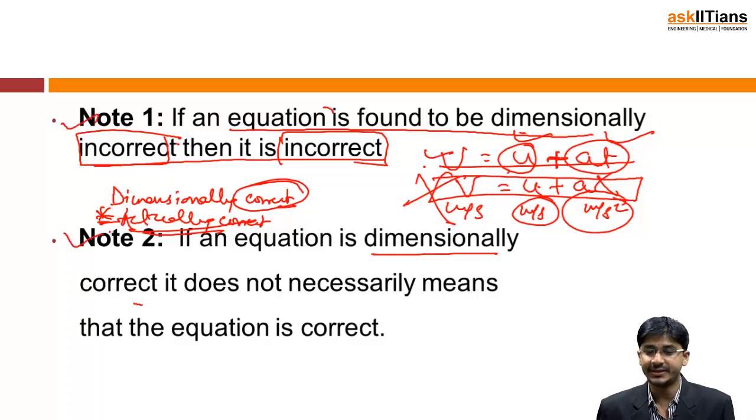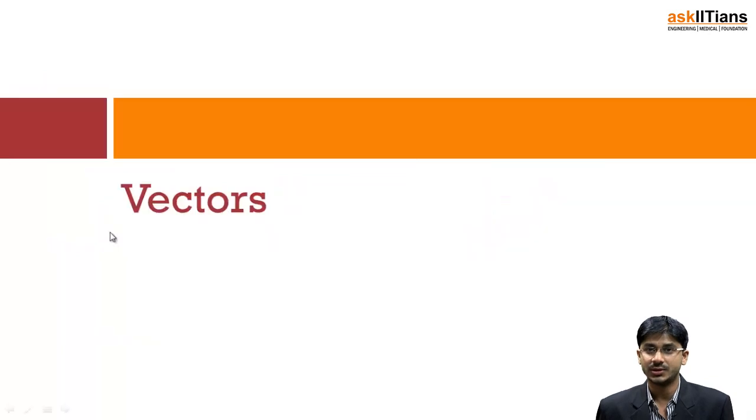But if it is incorrect, then I am sure, because then I am adding apples and oranges. So this I am sure. So we have to keep in mind these two deductions from the dimensional analysis.